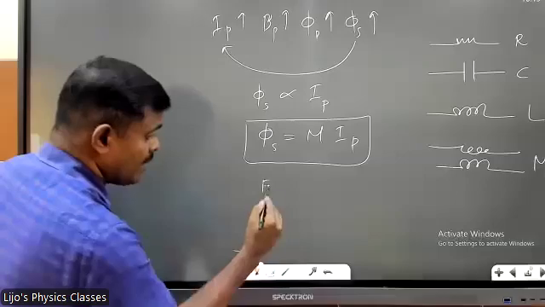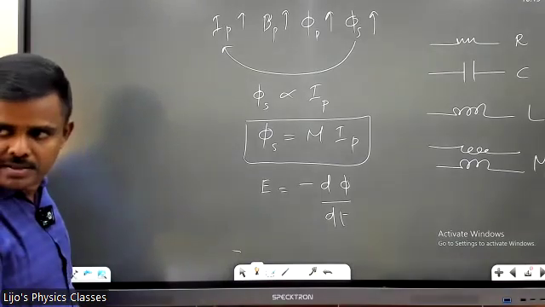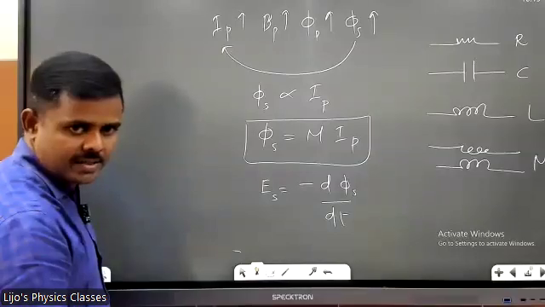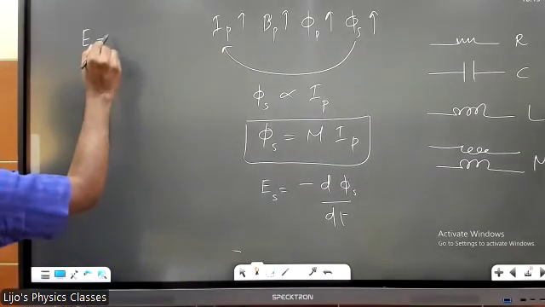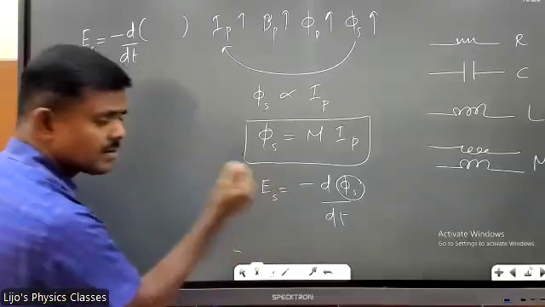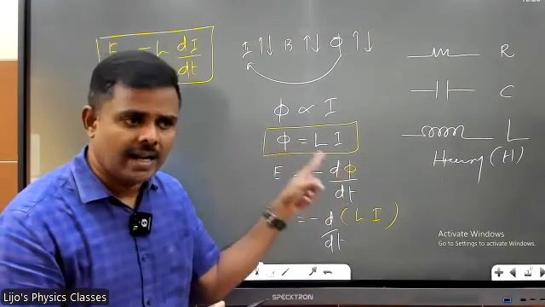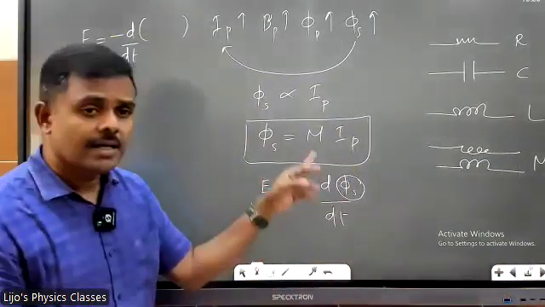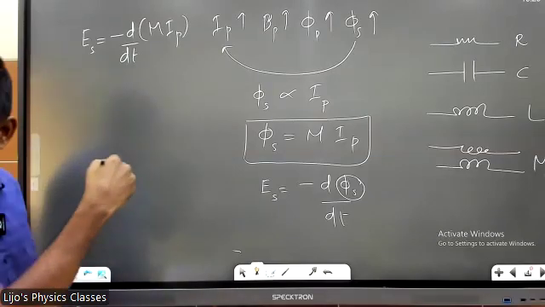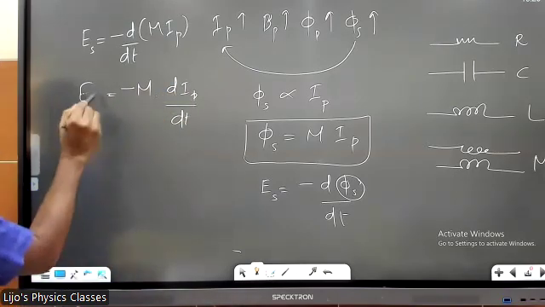And how do we write the EMF? EMF is minus d phi by dt. So EMF in the secondary will be minus d phi S by dt, that is minus d by dt of phi S. Same way we did: there I substituted for phi S as Li, here I substitute phi S as M IP. I'll get the M outside. Minus M into dIP by dt. This is EMF in the secondary.